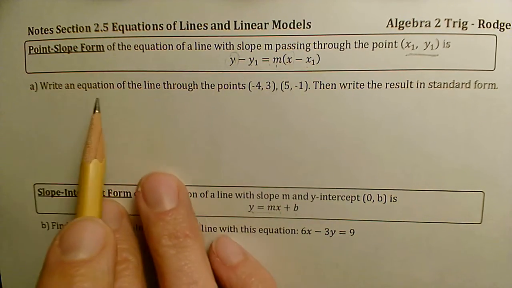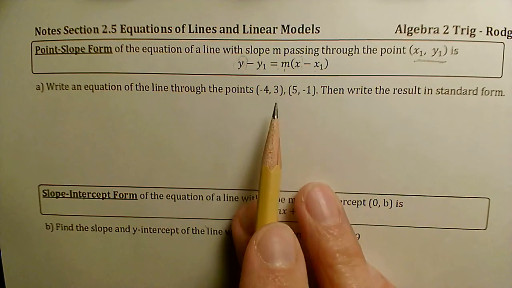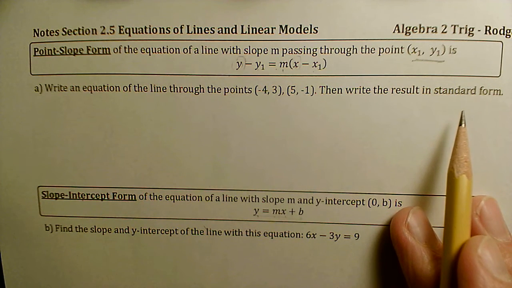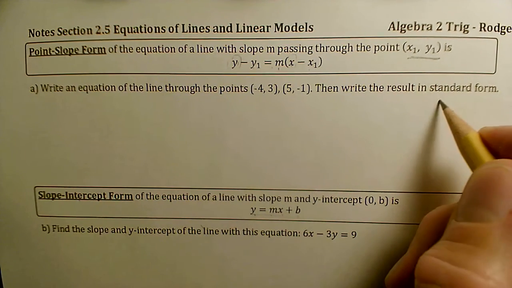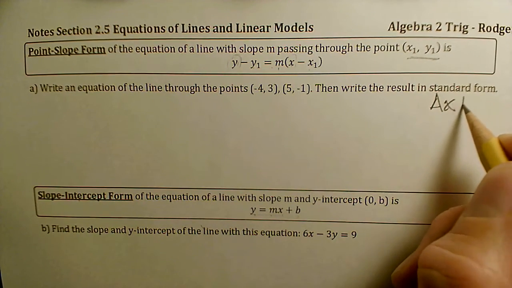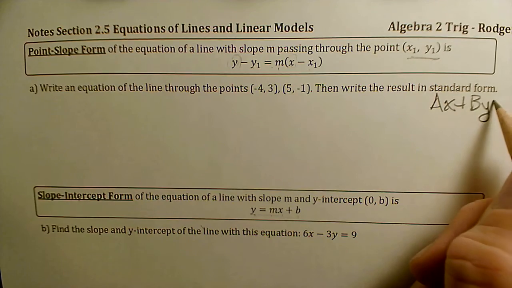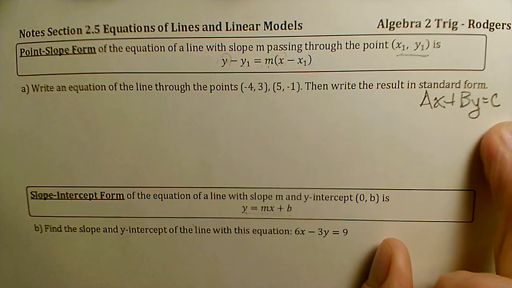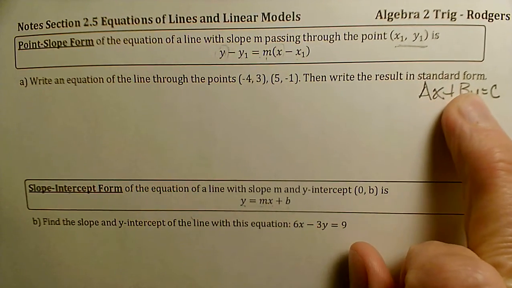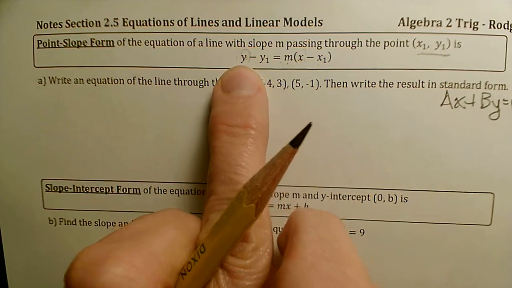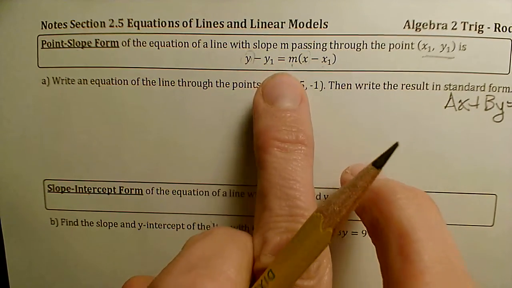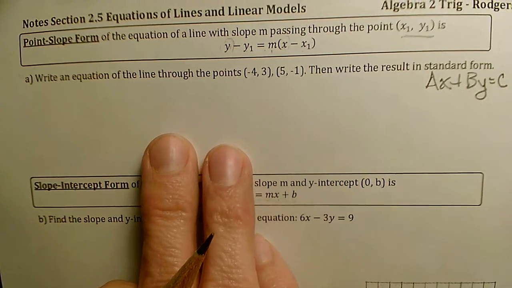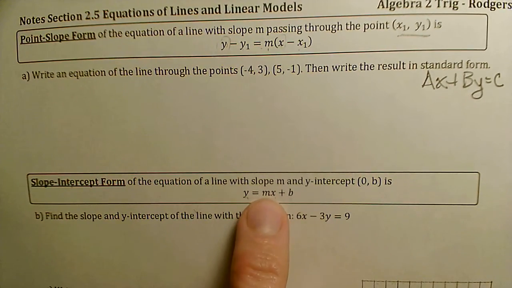So it says write an equation of the line through these 2 points, and then we'll also write it in standard form. We talked about standard form the other day. That's the ax plus by equals c form, where the a, the b, and the c all have to be relatively prime. So we talked about that. I'm going to put it into point slope form first, because basically it's a little bit easier than going back and using this form all the time.